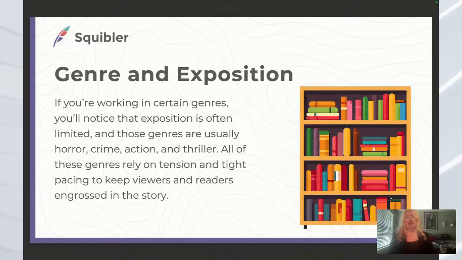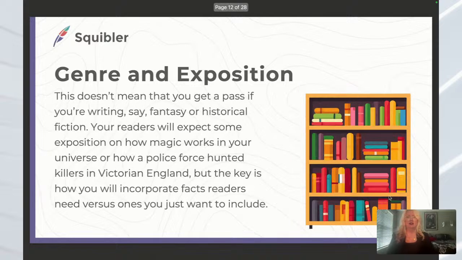So some things about genre and exposition. If you're working or you've read several genres, you might notice that exposition is going to be limited in some of these. And those genres are usually horror, crime, action, and thriller. All of these genres rely on tension and tight pacing to keep viewers and readers engrossed in their narratives.